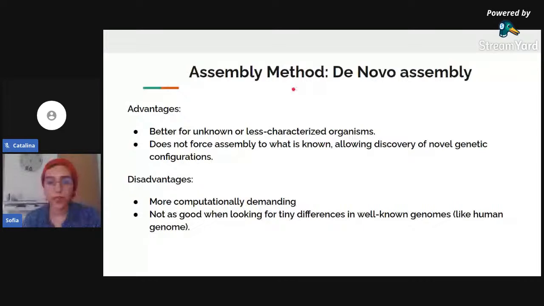For the assembly method we used the de novo assembly for many reasons. One of them is it's better for unknown or less characterized organisms, and it does not force your assembly to what is already known, allowing discovery of novel genetic configurations. For the disadvantages, well, it's more computationally demanding, and it is not as good when looking for tiny differences in well-known genomes like the human one.